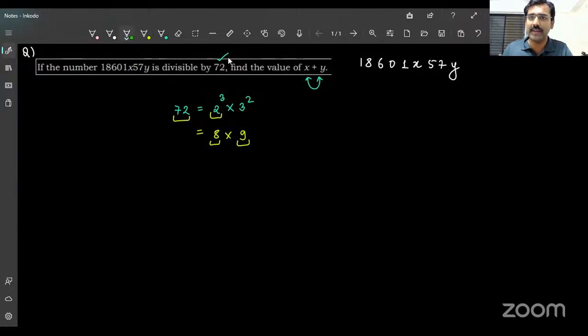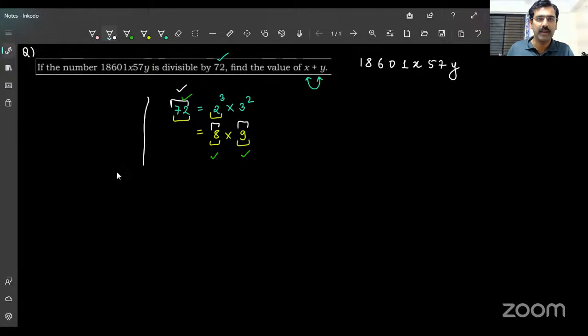Now, if 8 and 9 are two co-prime numbers, I need to ensure that any number which is divisible by 8 and 9 both will be divisible by 72 as well. I hope you're understanding the language very clearly: whenever I want a number to be divisible by 72, I need to ensure that its co-prime factors, 8 and 9, both divide it. If a number is divisible by 8 and 9 both, it will be divisible by 72 as well. So that is how you develop the divisibility rules.